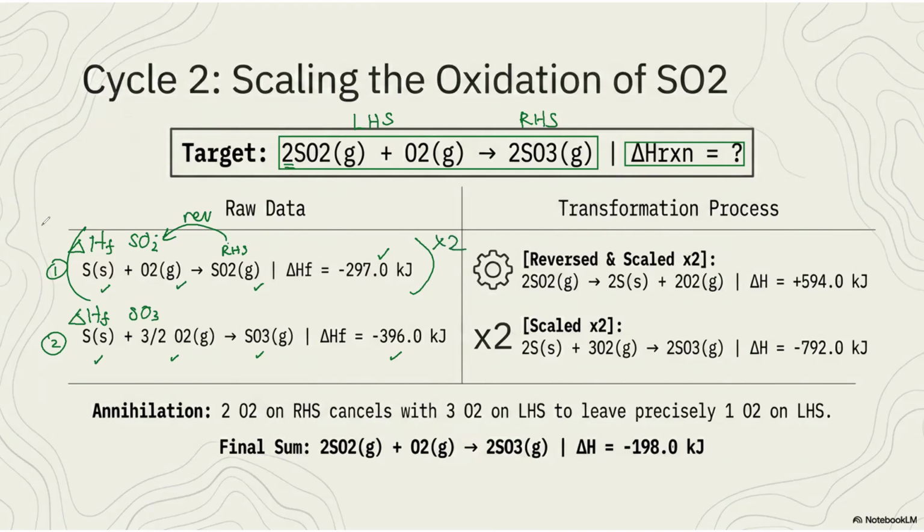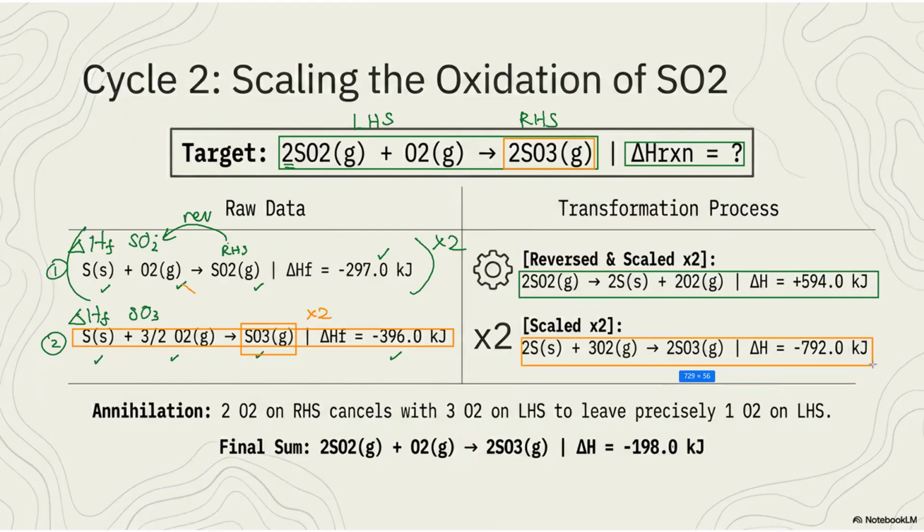So as a result, what do you get? You get the equation 2 SO2 gives 2 S plus 2 O2, and the enthalpy change becomes positive 594 kilojoule. In the second equation, you have S plus 3 over 2 O2 gives SO3, delta HF is negative 396. SO3 is already on the right-hand side, but how many SO3 do we want? We want 2 SO3. So the whole equation number 2 is multiplied by 2, and you have 2 S plus 3 O2 giving 2 SO3. Do you see that?